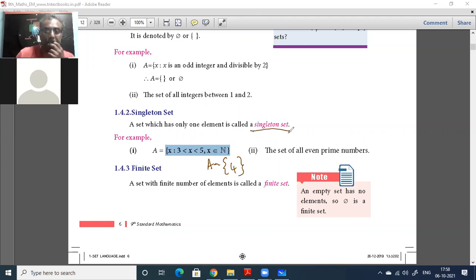Null set, empty set, singleton set. Then the set of all even prime numbers. What are the elements inside that? That is also a singleton set. What are all the even prime numbers?